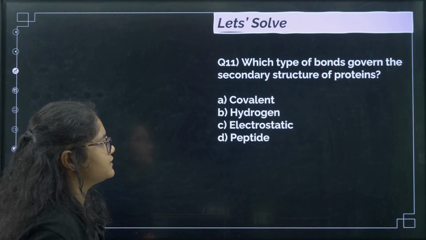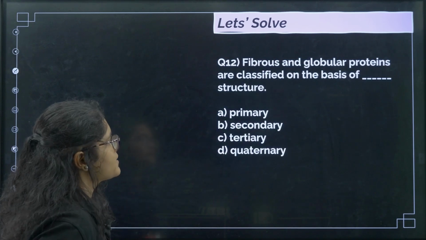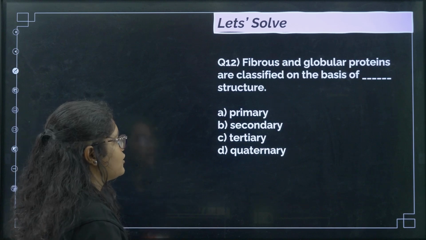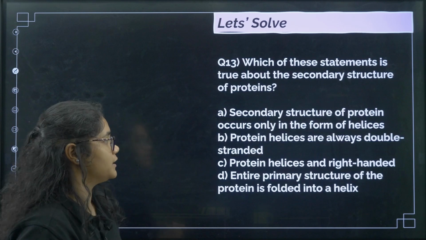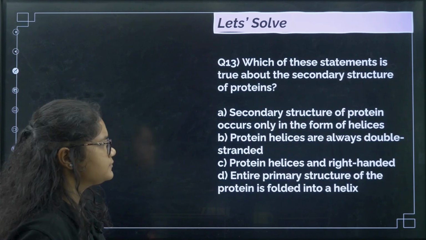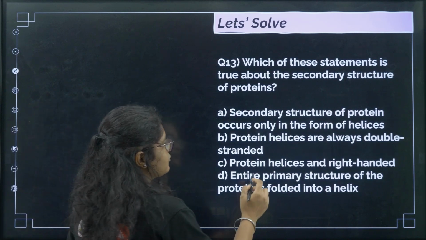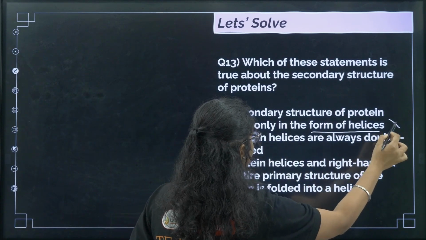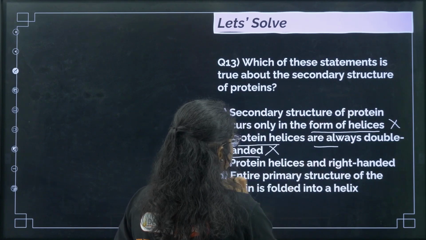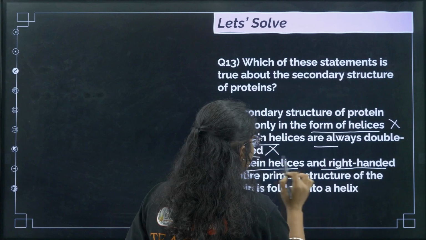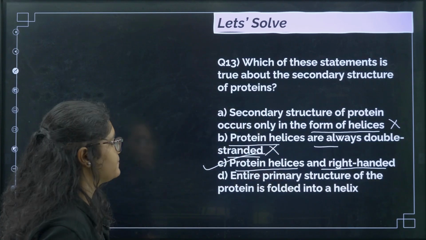Next, which type of bonds govern the secondary structure of proteins? Secondary structure is governed by hydrogen bonds. Next, fibrous and globular proteins are classified on the basis of secondary structure. Next, which of these statements is true about the secondary structure of proteins? Secondary structure occurs only in the form of helices? No, it has alpha helices and beta pleated sheets. Protein helices are always double stranded? No, that is also not correct. Protein helices are right handed? Yes, this is correct. All protein helices are right handed coiled.